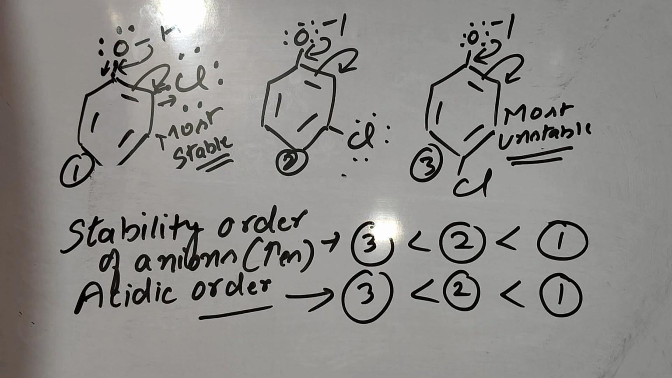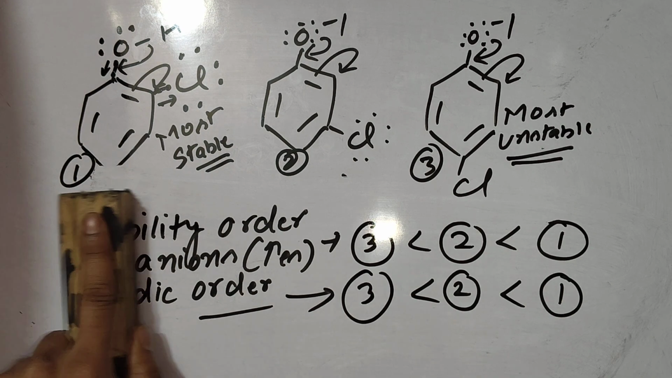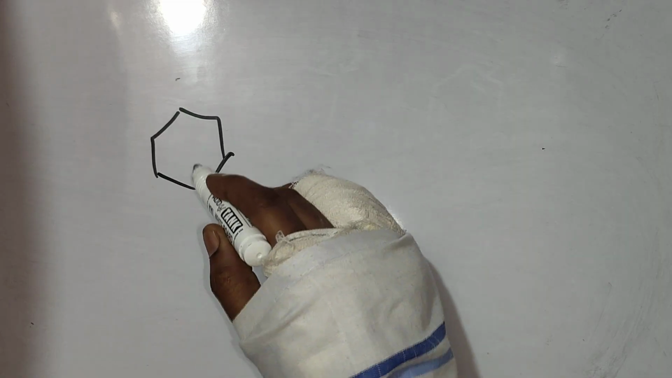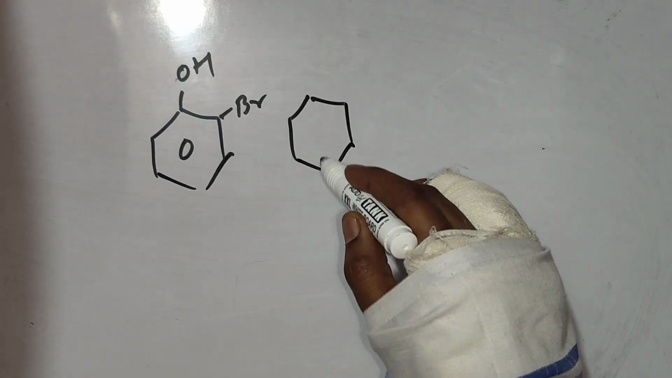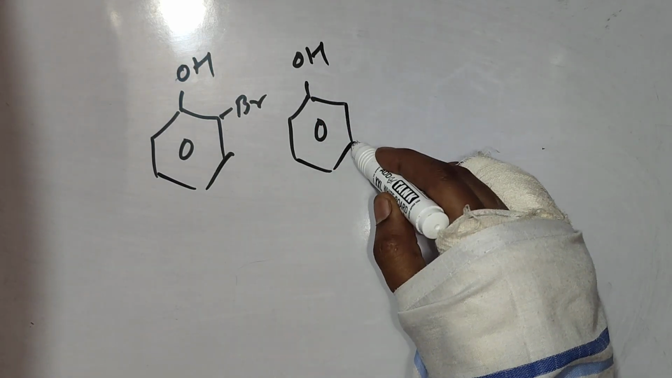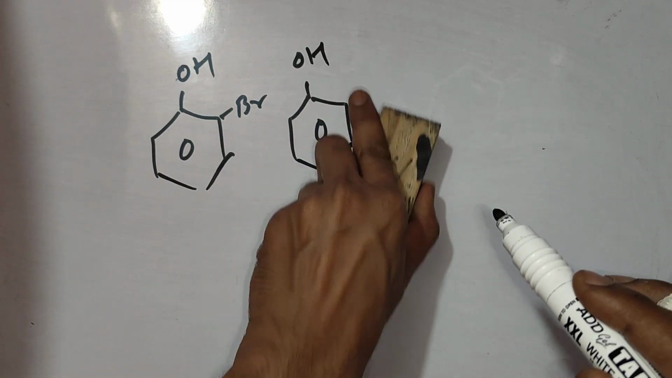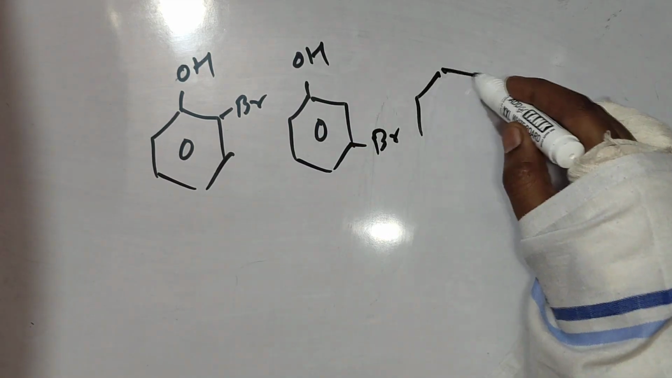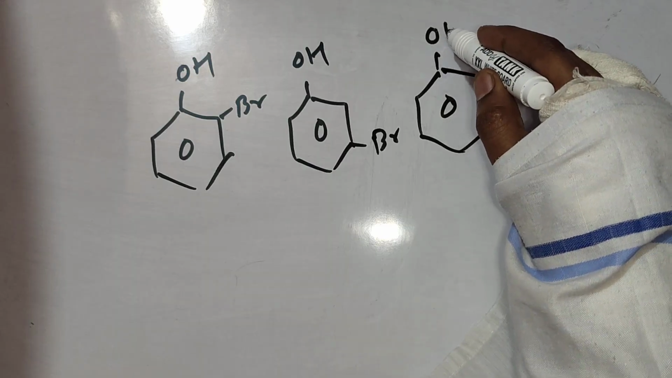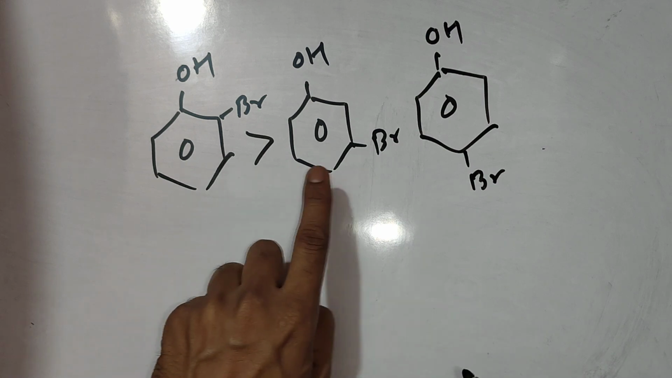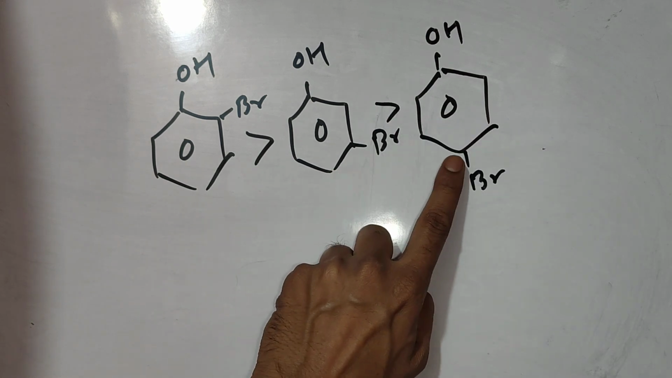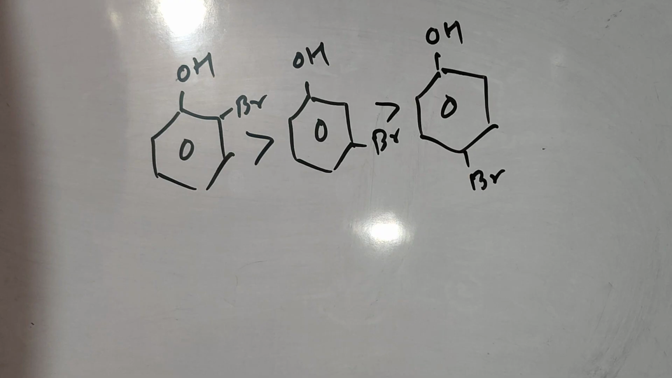Okay. Now the same pattern will always be followed by bromine and iodine also. If we have to compare the acidic order of orthobromophenol with metabromophenol and para, ortho will be most acidic and para will be least acidic. The reason is the same, the minus I effect. Here the minus I effect is most and here the minus I effect is least.